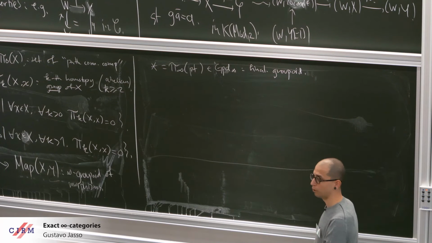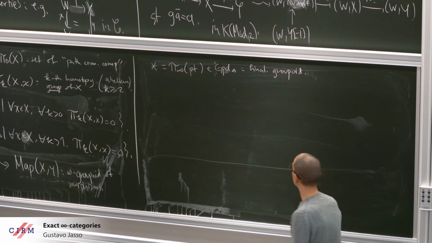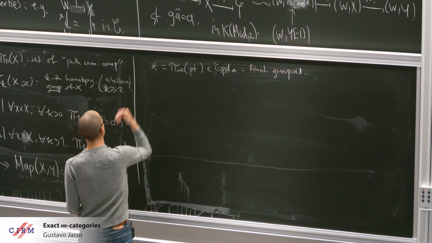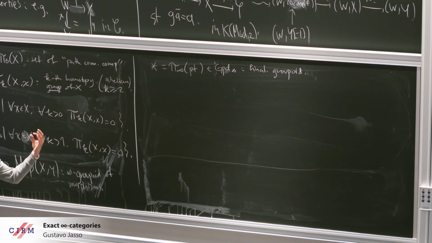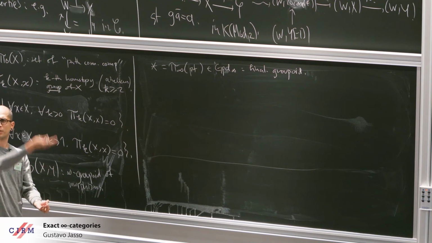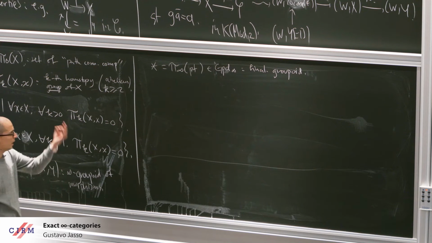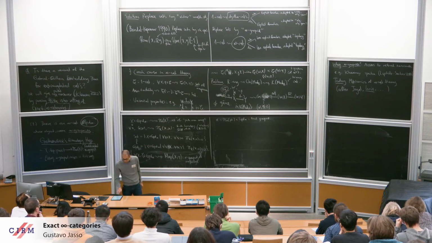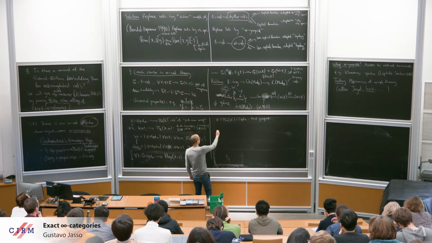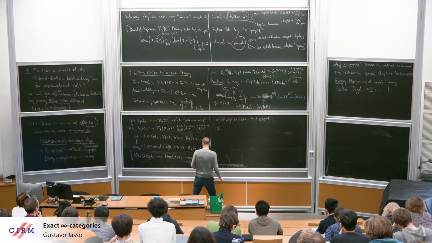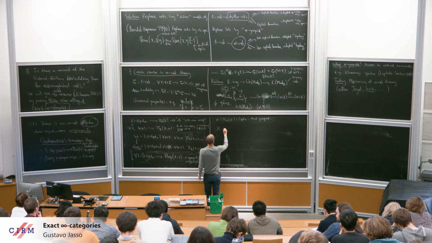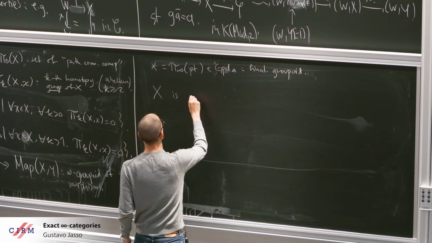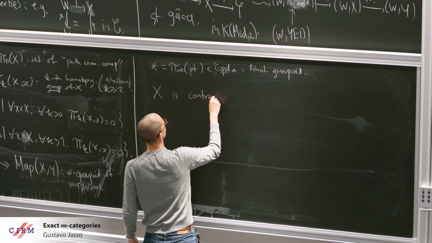So this plays the role of the singleton in the theory of sets. In some sense, this is the representative of having only one point with no additional self-identification information in any degree. This is the meaning of this object. And with that, for example, we can say what we mean for an infinity groupoid to be a singleton in this context. We say in this case that X is contractible.